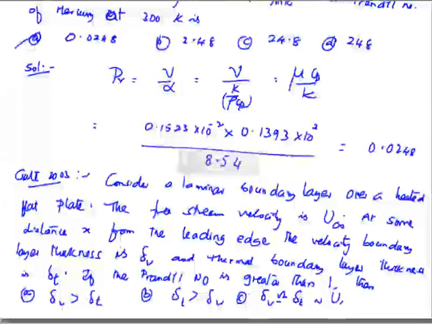Delta V is approximately equal to delta T, proportional to u infinity into x to the power of minus half. Here Prandtl number is clearly greater than 1 given, that means nu is greater than alpha, that means delta V should be greater than delta T. A is the answer.